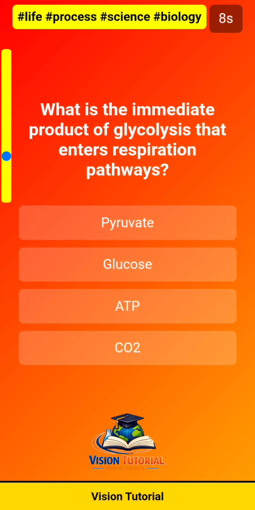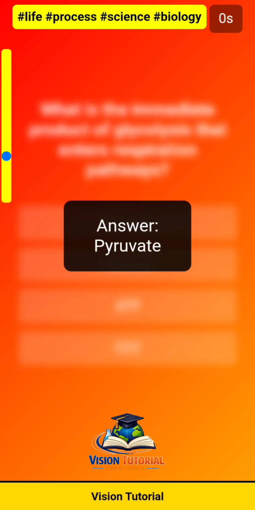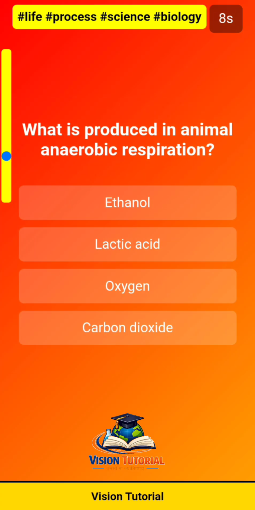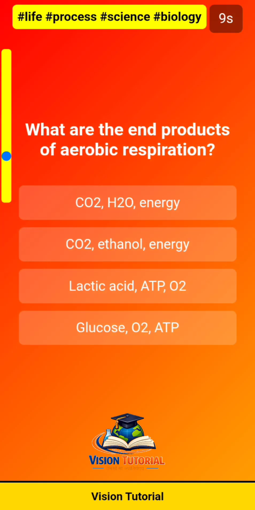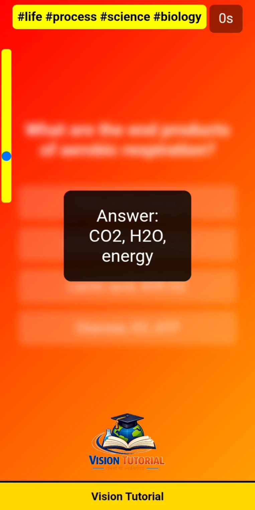The question is, what is the immediate product of glycolysis that enters respiration pathways? Answer: pyruvate. The question is, what is produced in animal anaerobic respiration? Answer: lactic acid. The question is, what are the end products of aerobic respiration? Answer: CO2, H2O, energy.